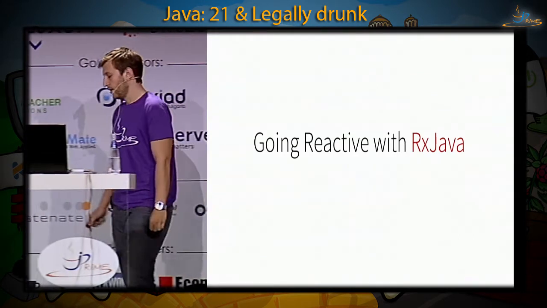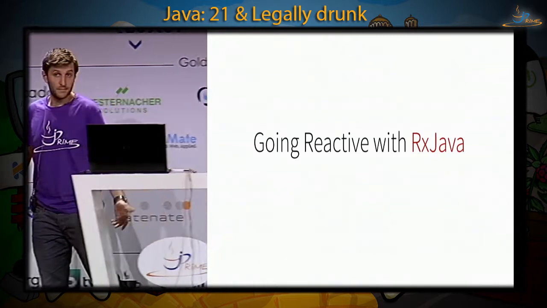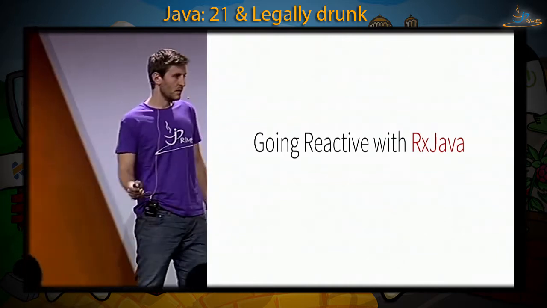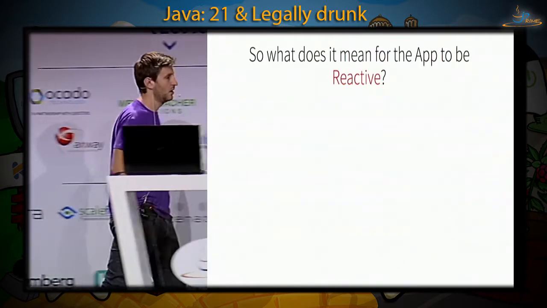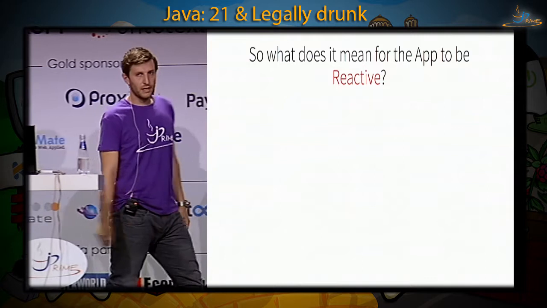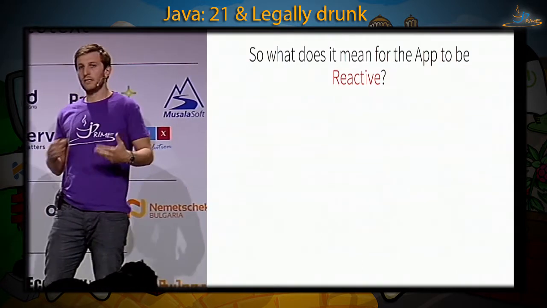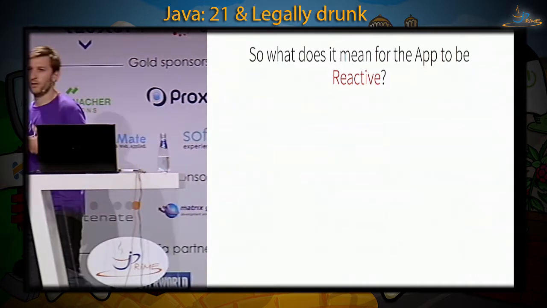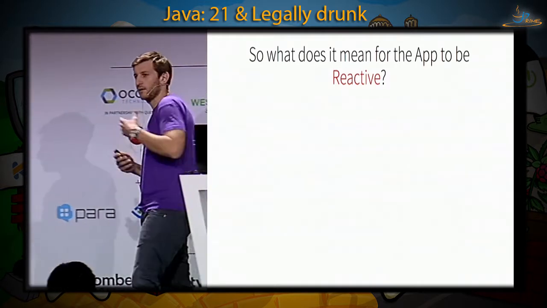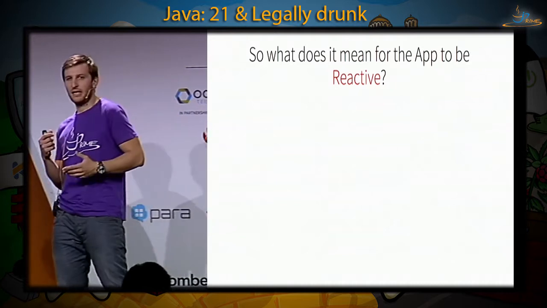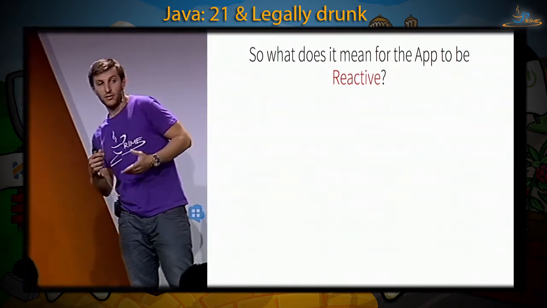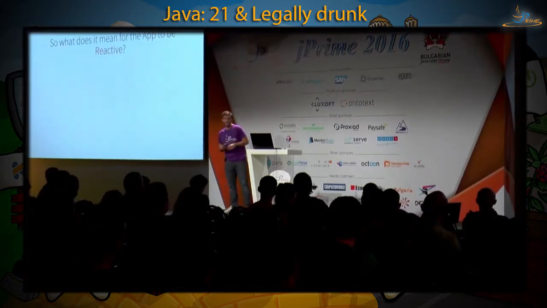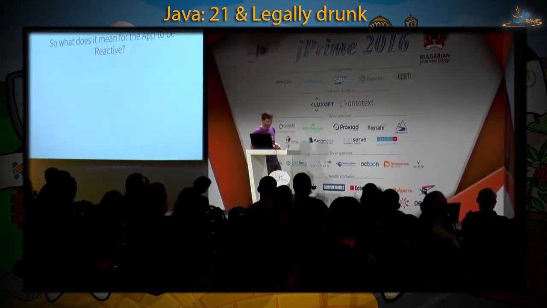So all you need to know for now is that RxJava is a Java library, right? And that it can be used to make your apps more reactive. But first, we need to ask ourselves, what does it actually mean for an app to be reactive? You know, in the last few years, this term reactive became very popular. It became one of those buzzwords like agile, big data, and stuff like that. Everybody's talking about it and everybody's doing it, but nobody actually knows what it means. So let's try and demystify this word.